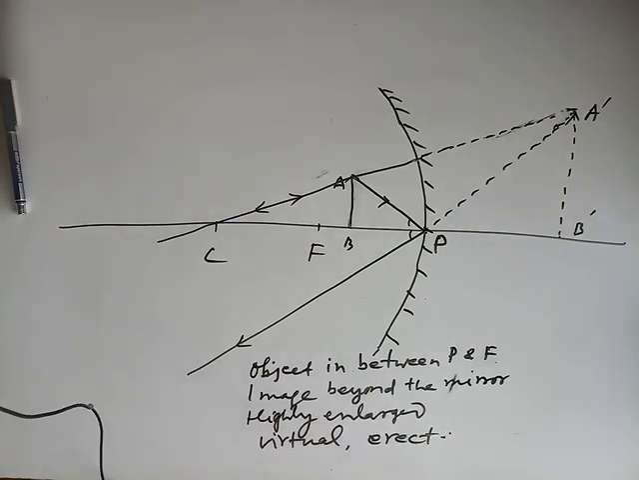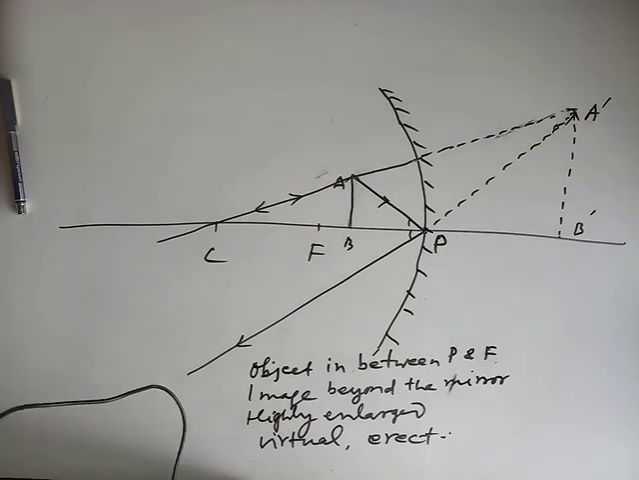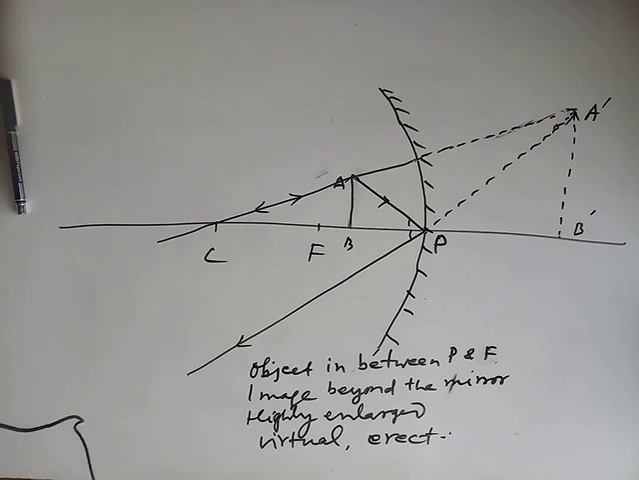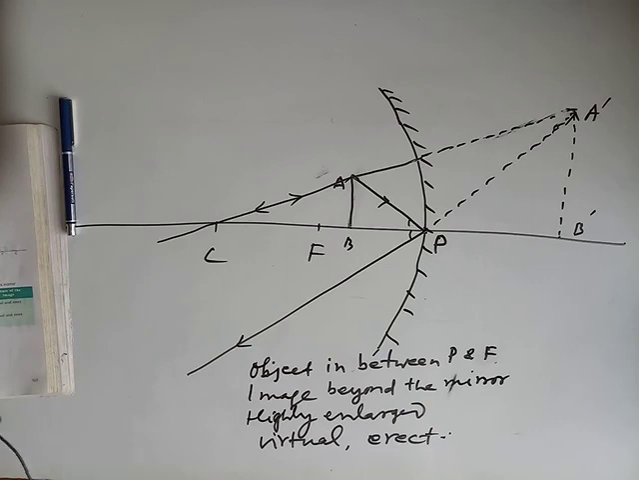So this is all about the ray diagram of concave mirrors. The concave mirror forms a real image in all other cases, but in one case it forms a virtual image, when the object is kept in between the focus and the pole. Okay, and that's all it is here.